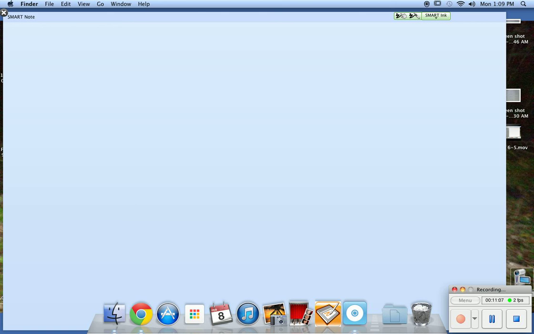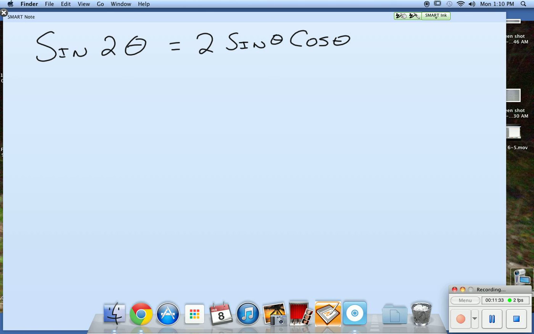Double angles. Sine of 2 theta. Yes, double angles. Sine of 2 theta equals 2 sine of theta, cosine of theta.